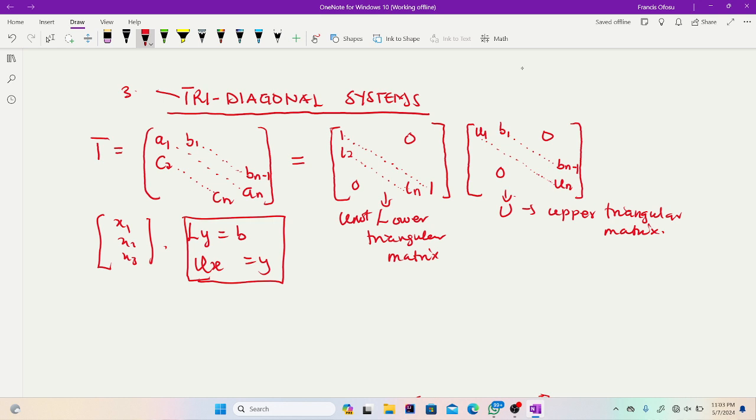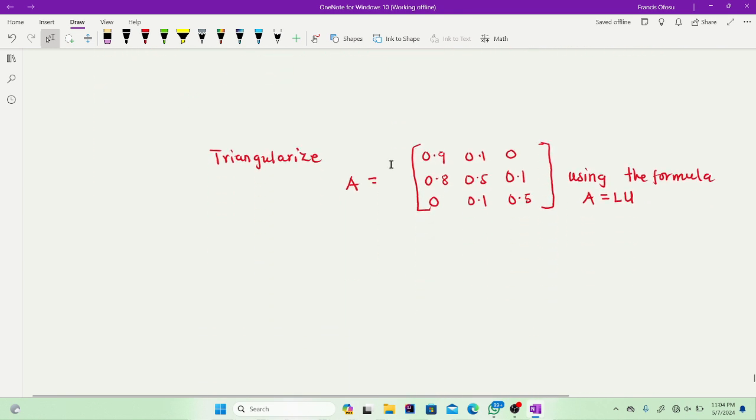I have a problem here to solve with you: how we can triangularize a tri-diagonal matrix into LU form. So the problem is: triangularize A, which is a tri-diagonal matrix, using the formula A equals LU, right?